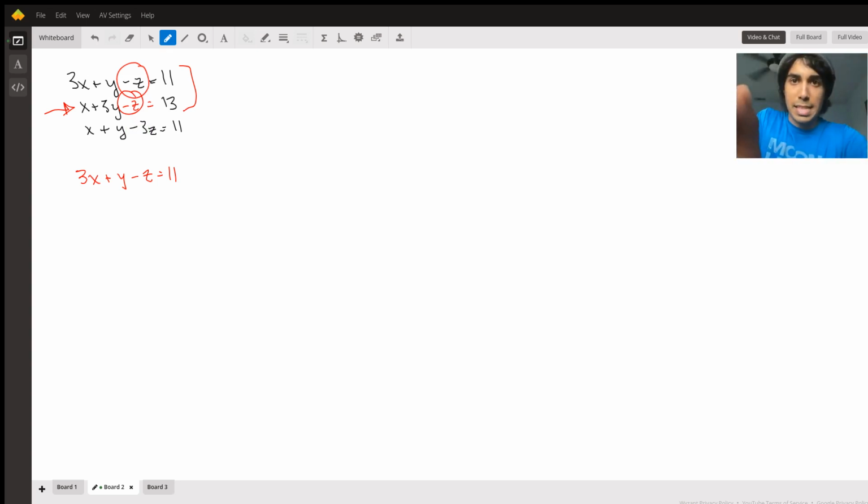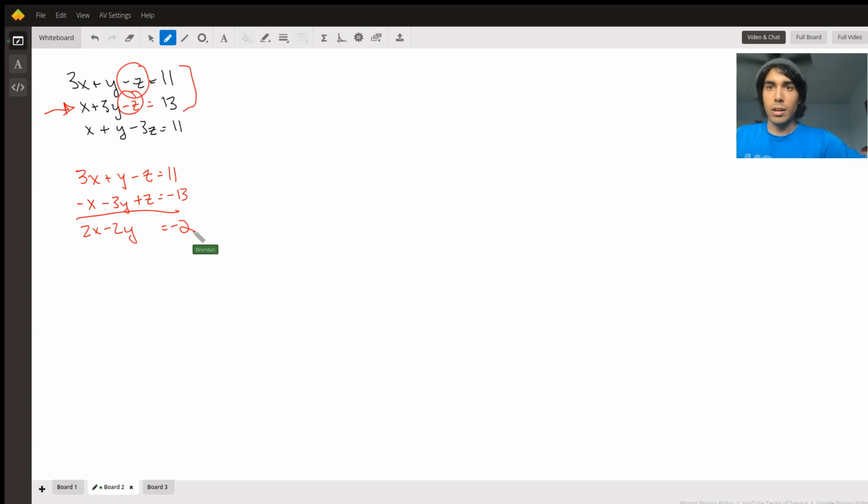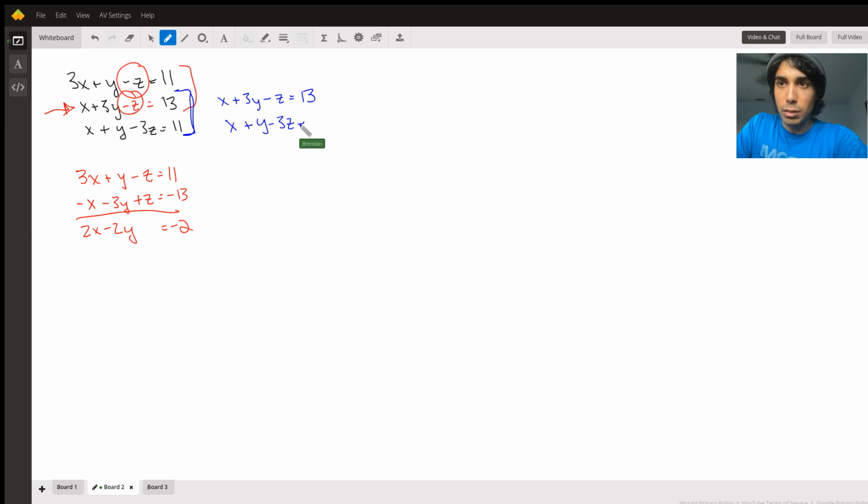Okay, so this second equation will become -x minus 3y plus z equals -13. There we go. All right, so we'll end up with 2x minus 2y equals -2. All right, and then where are we going to go from here? I'll use the second and the third equation. I'm going to use these two now in blue for my next one. Again, we want to eliminate z because that's the one we just eliminated. So we got x plus 3y minus z equals 13. And we've got x plus y minus 3z equals 11.